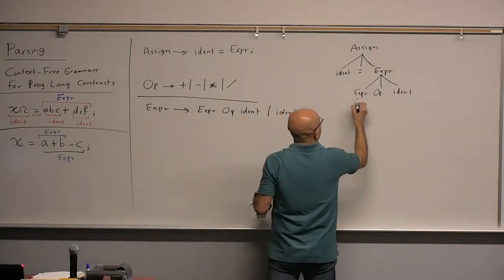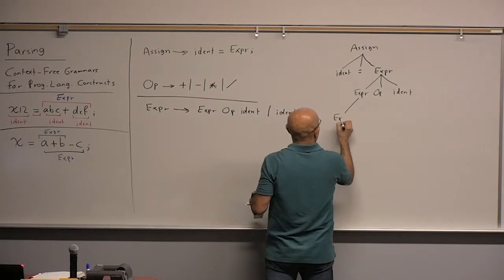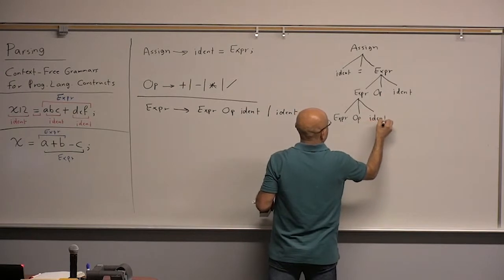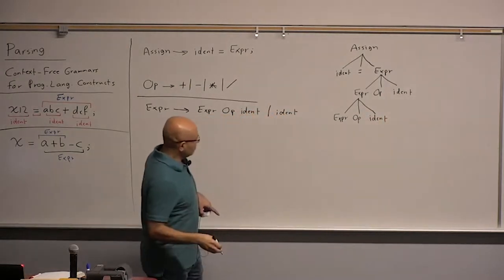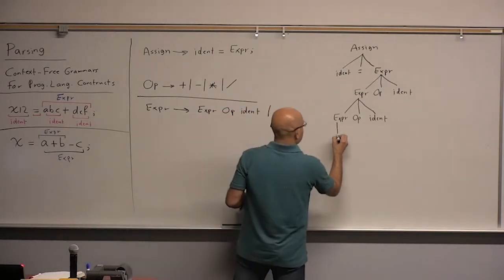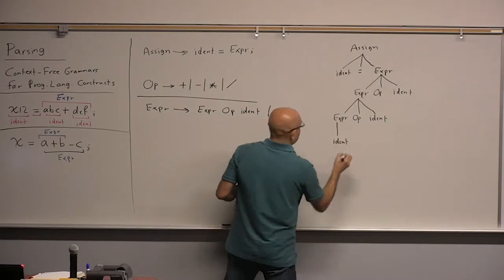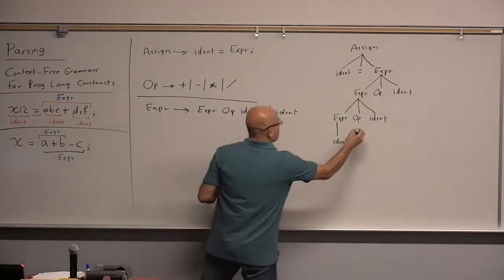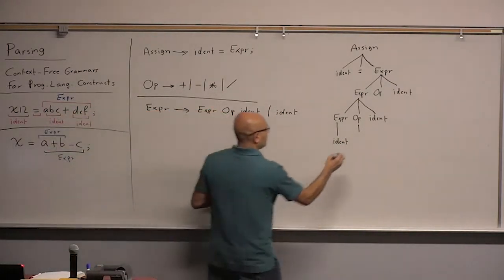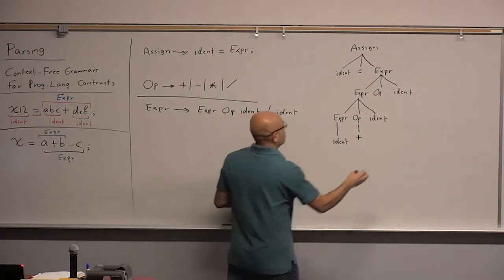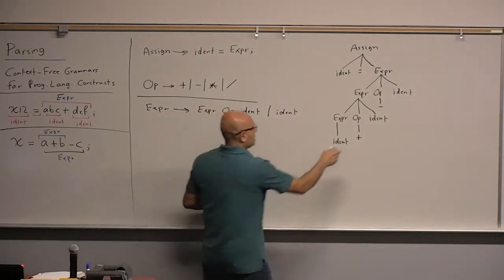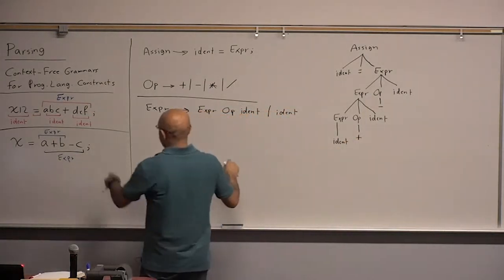Then we substitute for this expression another expression op identifier. And what else? The expression goes to an identifier. And this op goes to plus, and this op goes to minus. And this identifier, let's label them. So this is going to be the x.